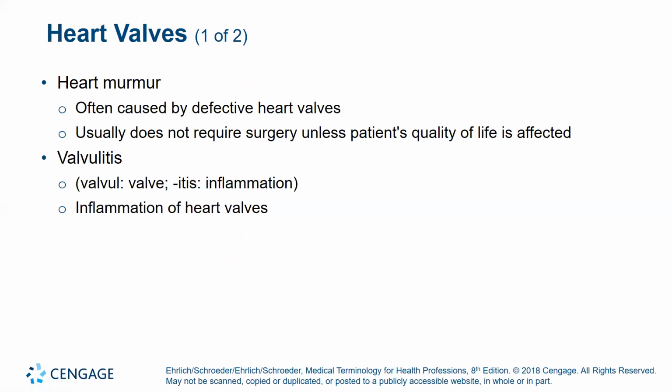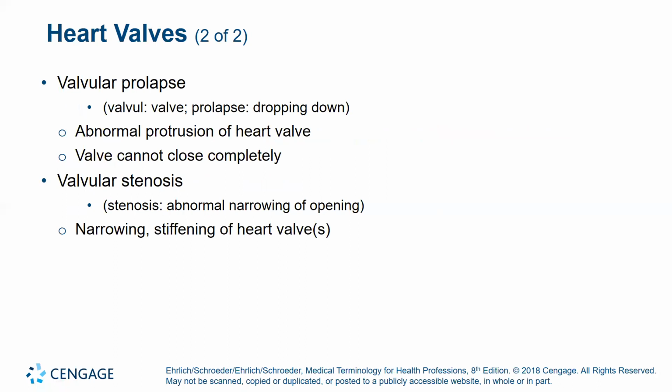Valvulitis is inflammation of the heart valves. Again, you can break that medical term down. Itis is inflammation, valvul is valve. Valvular prolapse is just an abnormal protrusion of the heart valve. The valve cannot close completely. We have valvular stenosis. This is a narrowing and stiffening of the heart valves.